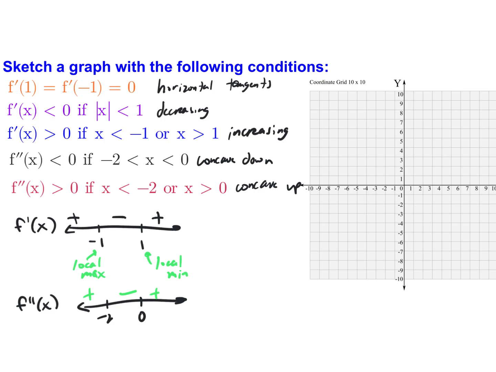All right. Which means, do I have points of inflection anywhere? Where? X equals negative 2 or 0. So I'm going to have some points of inflection here. Now, here's how I start off with this. You've got to take all this information and put it together. The first place I'm going to start is with these horizontal tangents.